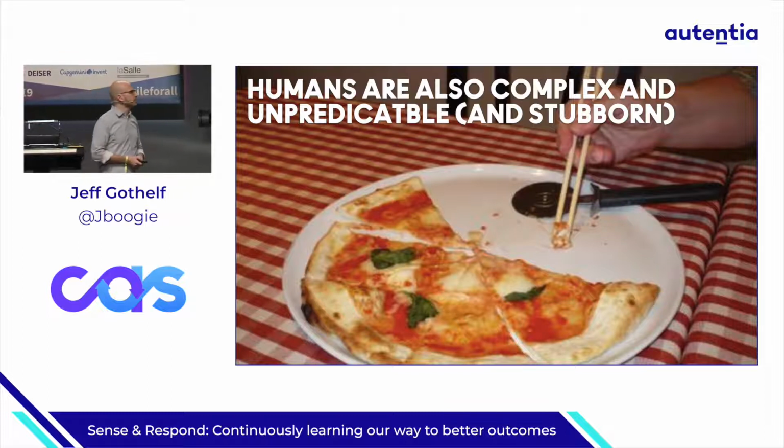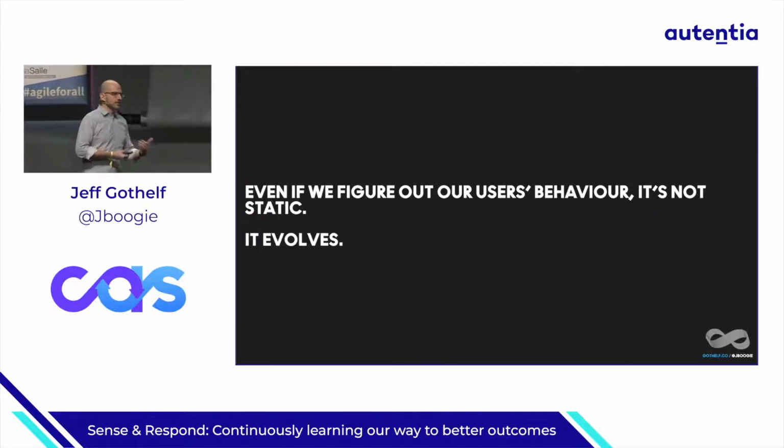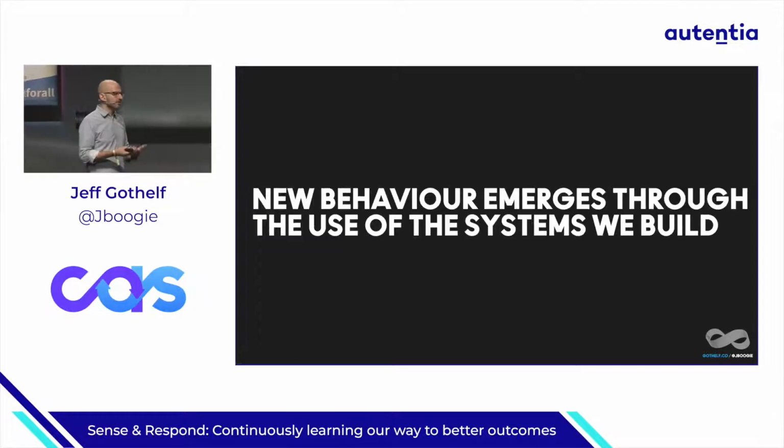And even if we do figure out their behavior, ultimately it's not static. With this DevOps continuous world, behavior changes very, very quickly. And new behavior emerges from the systems that we build, from the usage of the systems that we build, and stuff that we could never predict before is in there as well. Let me show you another example.